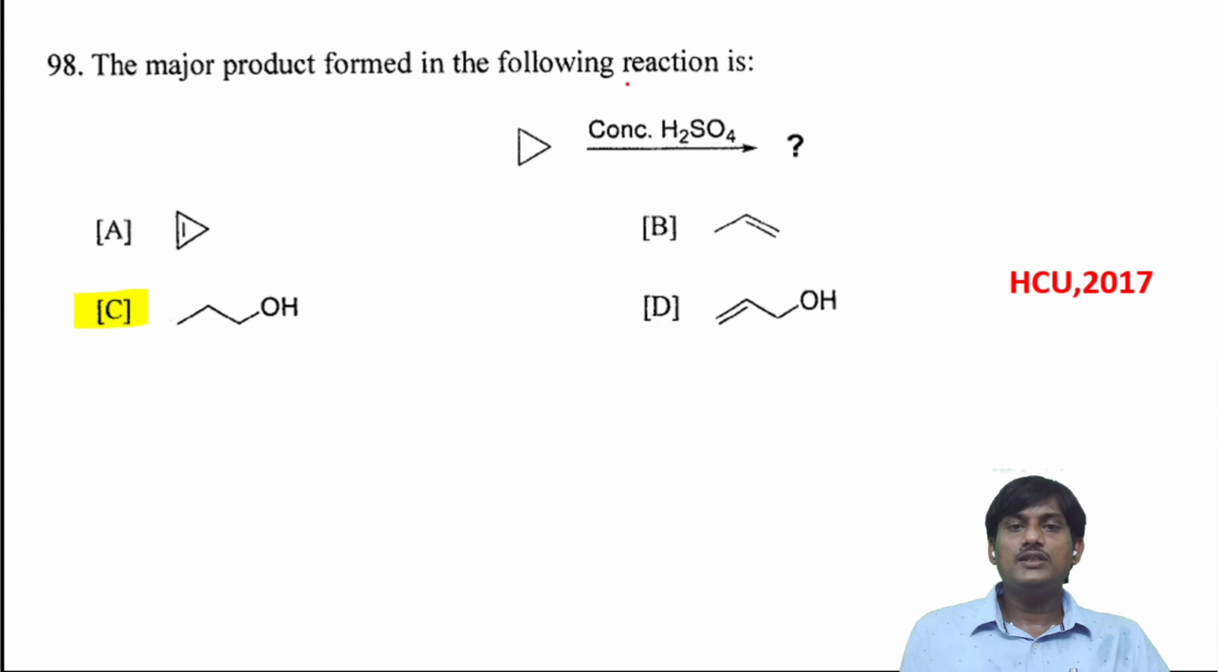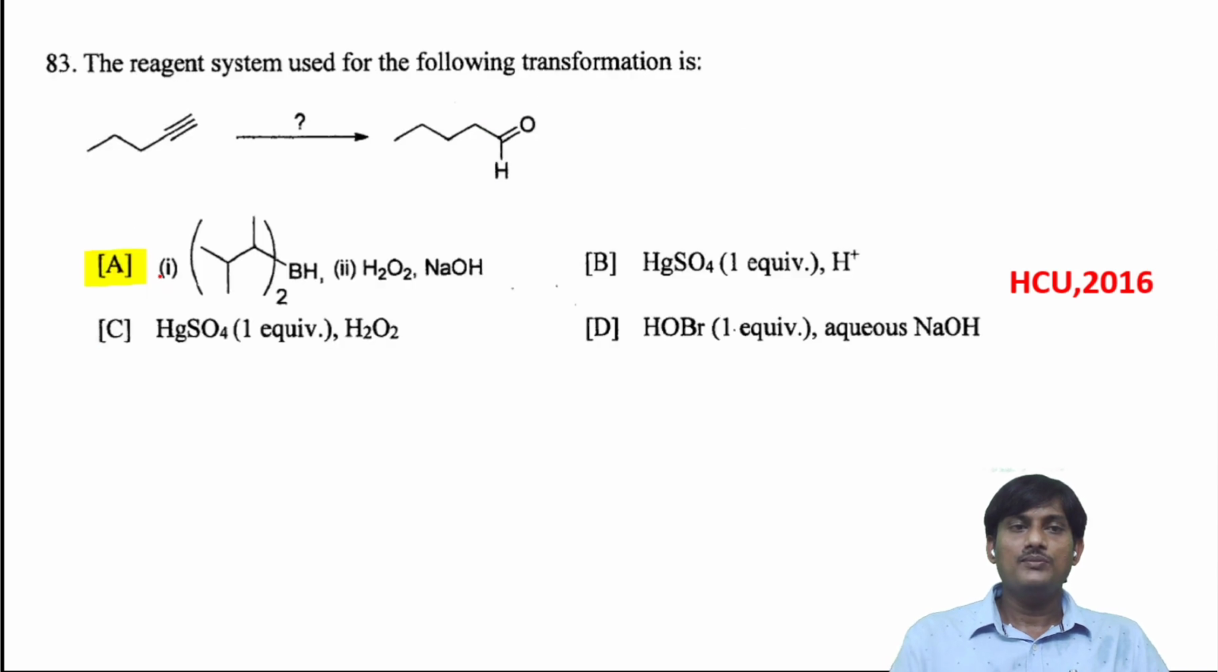The major product in the following reaction is cyclopropane. The chemical properties of cyclopropane are similar to the alkenes. They can perform electrophilic addition reactions. So in the presence of concentrated H2SO4, hydration takes place in the cyclopropane. There is a ring opening and there is a formation of this molecule.